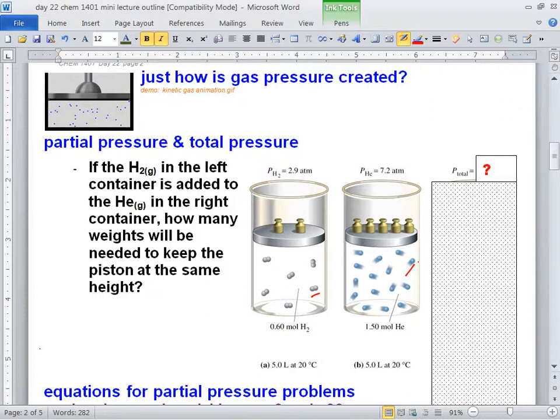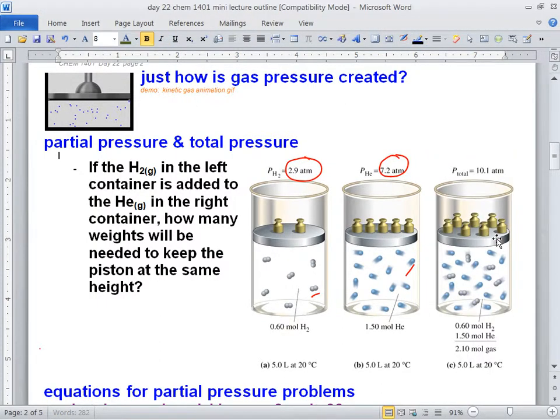What would you guess, Alyssa? You have 7.2 atmospheres in this one, 2.9 in this one. Pretty much just add them up, yeah. So if you add them up, yeah, there's just the sum of the moles, right?